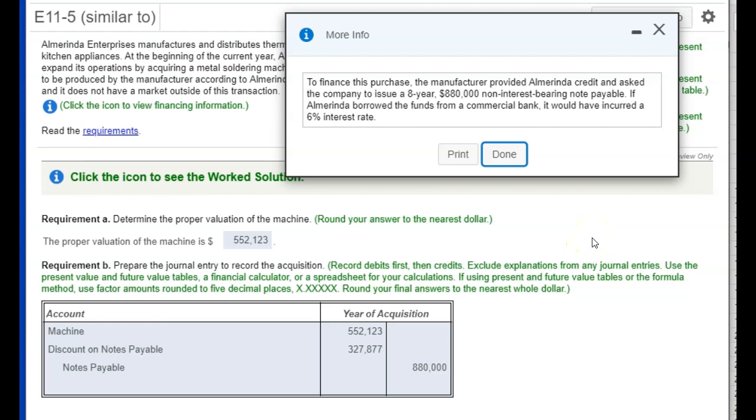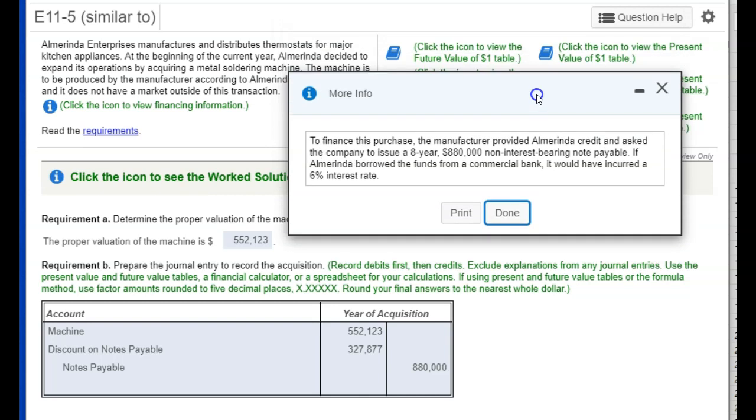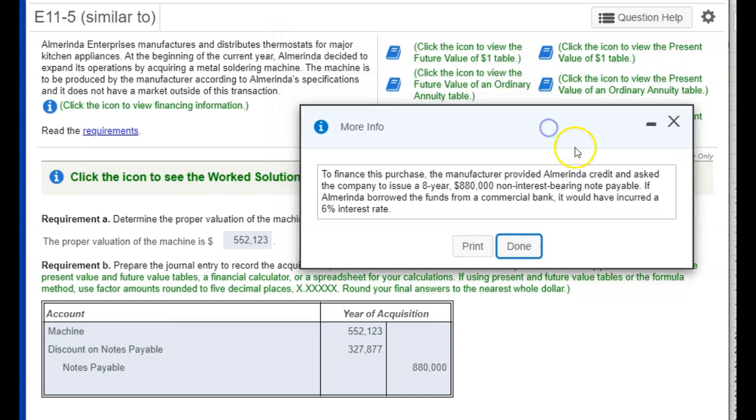So to start with, what we're going to do is just pick out the facts of this item. So we know that we're getting a machine and we're going to have to value it. We are going to have a note payable, and it's going to be 880. And what we're going to do is find the present value of that note. Okay, so now I'm going to show you what we're doing with Excel and how you would solve this problem.